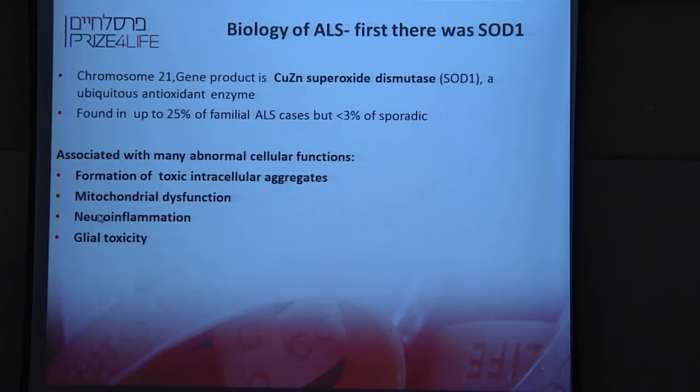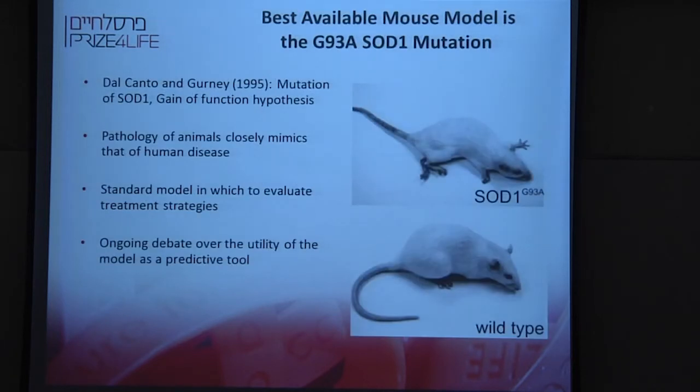Other things that we saw: there was neuroinflammation, so evidence for activation of inflammatory processes within the cell and within supporting cells, and glial toxicity, so toxicity associated with the supporting astrocytes. If the mutation was only introduced in the supporting astrocytes, you still saw ALS. So it doesn't only have to be within the motor neurons themselves. So this is a very rapid introduction to the biology of ALS, because what I want to focus on is a different point.